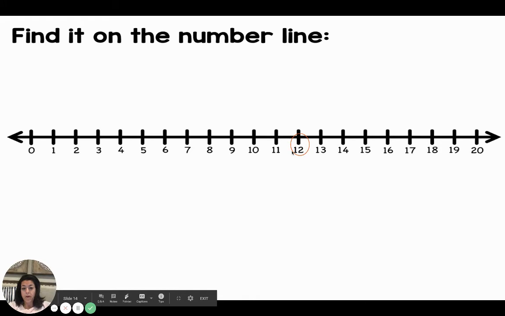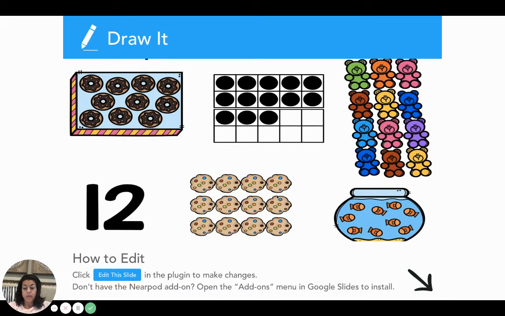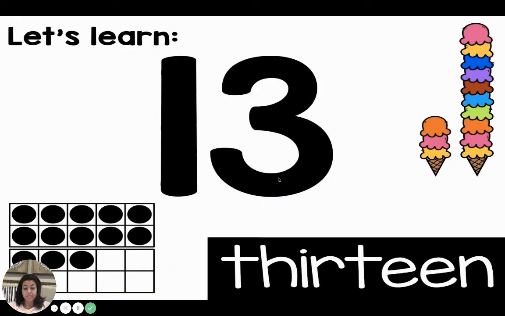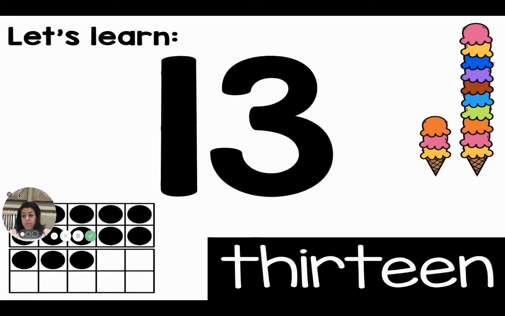There's the number 12 on a number line. 11 is before him and 13 is after him. Show me all the ways that you can see 12. Take your time counting.